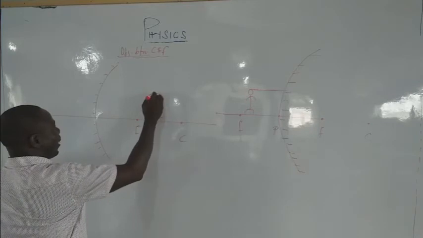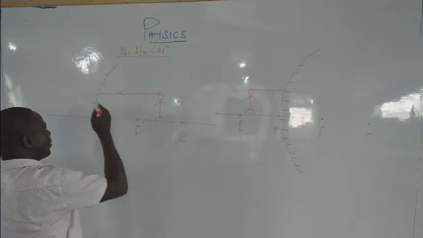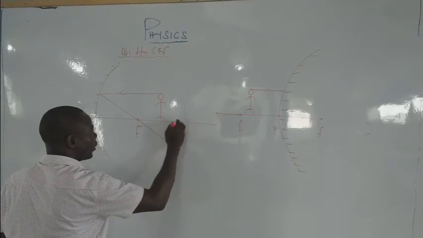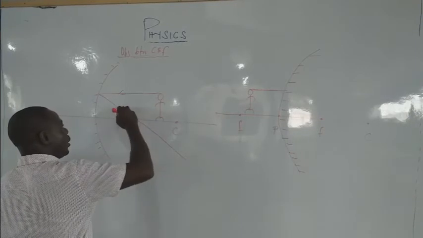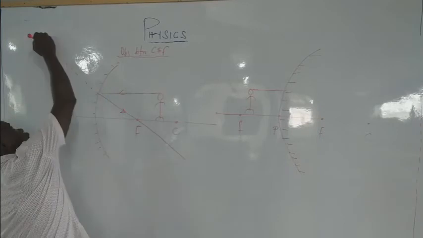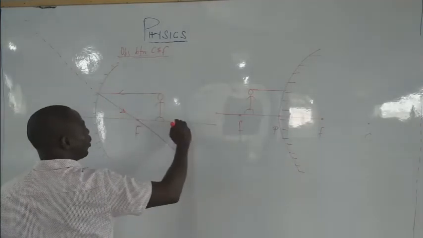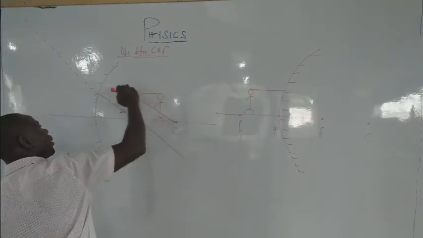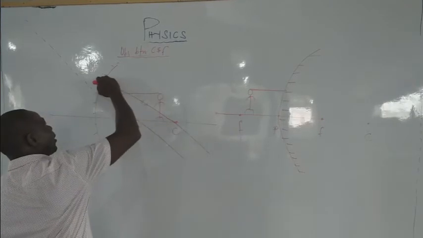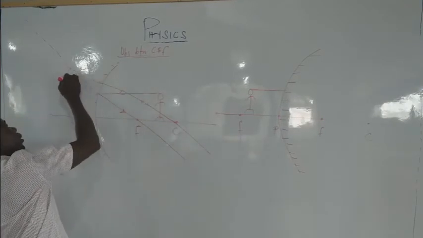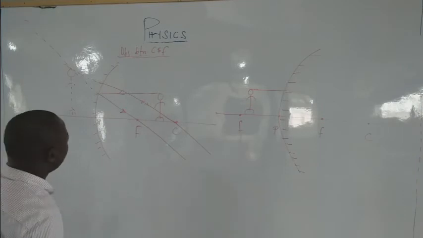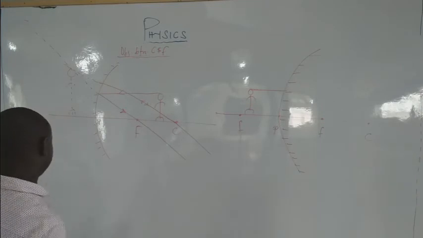So when a ray of light is parallel to the principal axis, which means it passes through the focus. This is the continuation of the ray. Then when a ray of light passes through C to the mirror, it travels back along the same path. So let's say this is the continuation of the ray. So this is where the image forms. You can see that the image is very big, large. So this is the diagram.